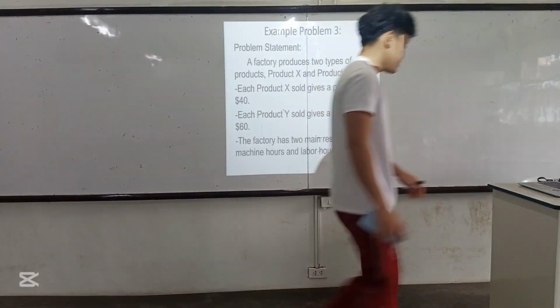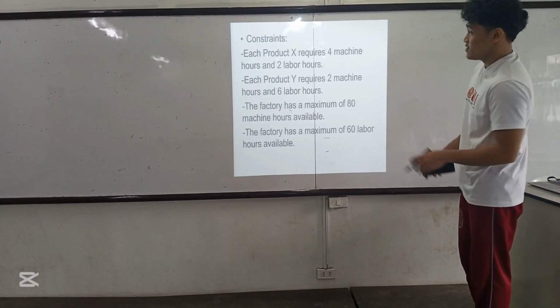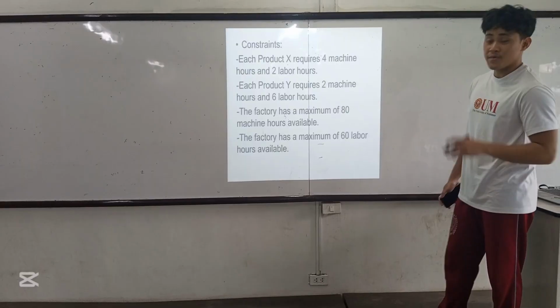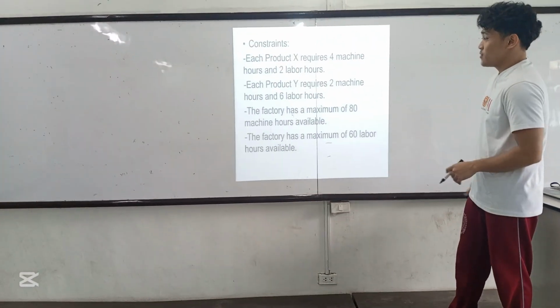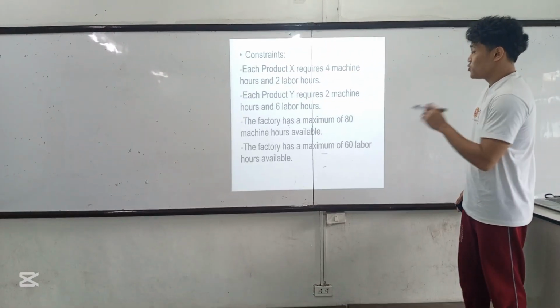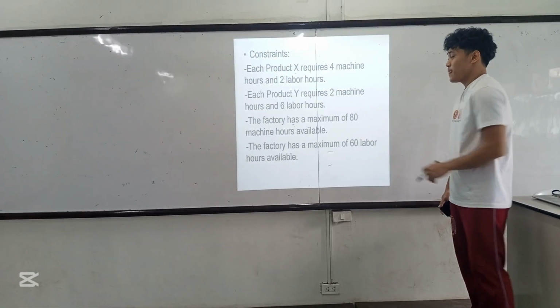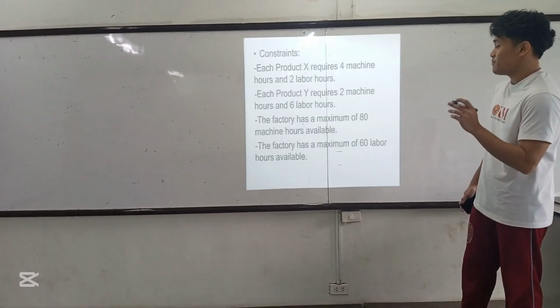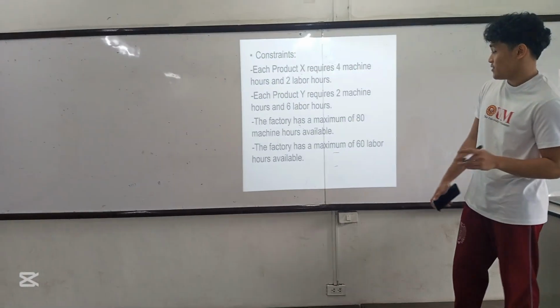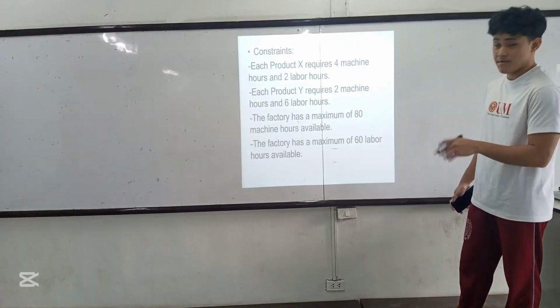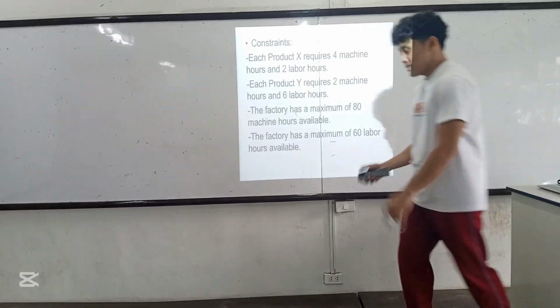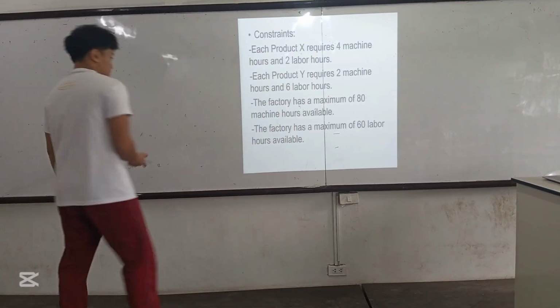So for our constraints, each product X requires 4 machine hours and 2 labor hours, while product Y requires 2 machine hours and 6 labor hours. The factory has a maximum of 80 machine hours available, and also a maximum of 60 labor hours available. So we must find the maximum profit.